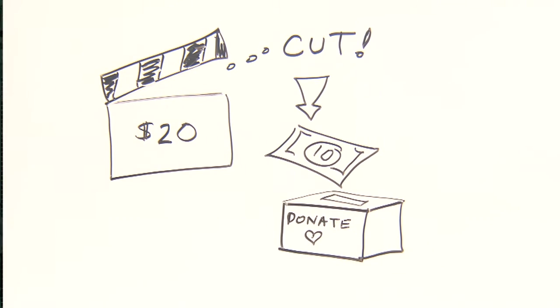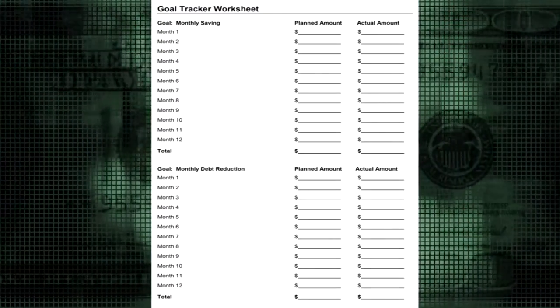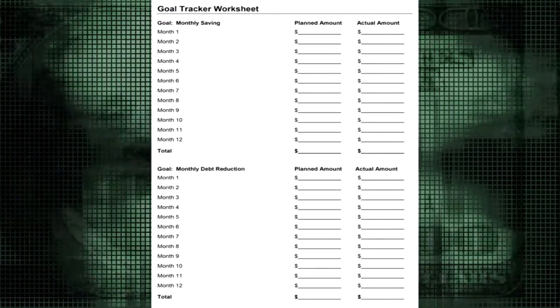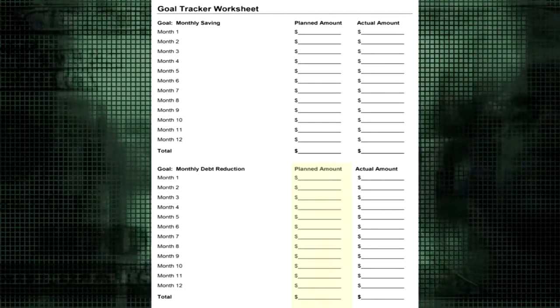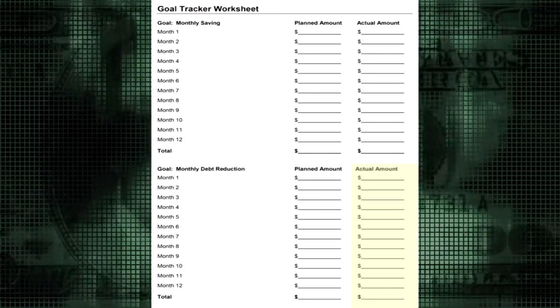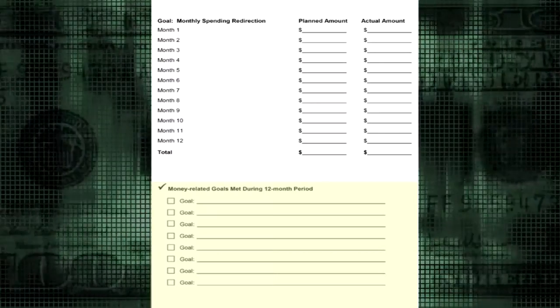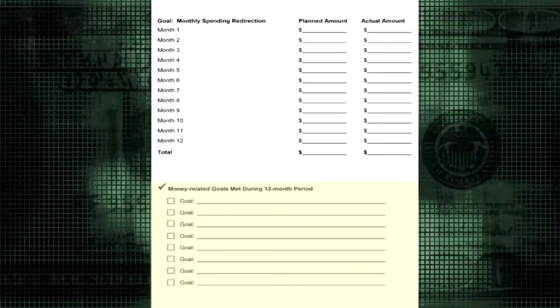You got it! Now on the Goal Tracker worksheet, track your monthly progress by entering the amount you plan to reduce your debt by for the month, which is on your My Financial Goals worksheet, in the Planned column, and the amount you actually saved in the Actual column. After a month or two, you may not need to fill out a new Spending Plan Monitor worksheet every month. You may only need to track your monthly progress. Use your Goal Tracker worksheet to check off any goals you meet during the 12-month period.